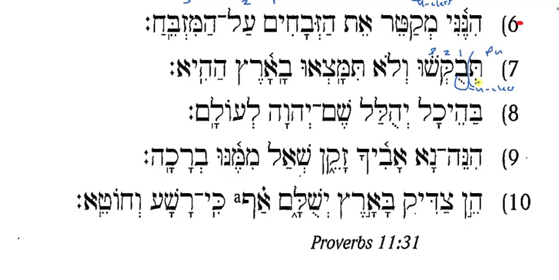Now I have a tav prefix and a shureq on the back end. So that's looking like an imperfect 2MP. Okay, so again, the Piel, biqqesh, means to seek, search for, Pual, to be sought. So 2MP is you, plural, will be sought. You will be sought, or inquired of, or asked for. Velo timtse'u.